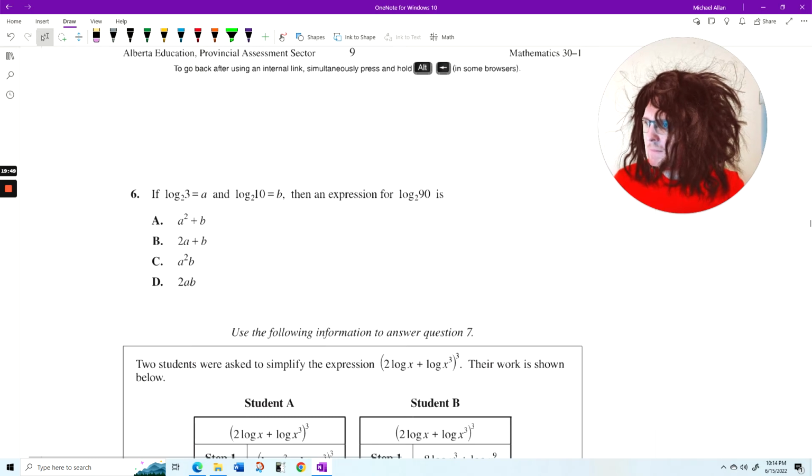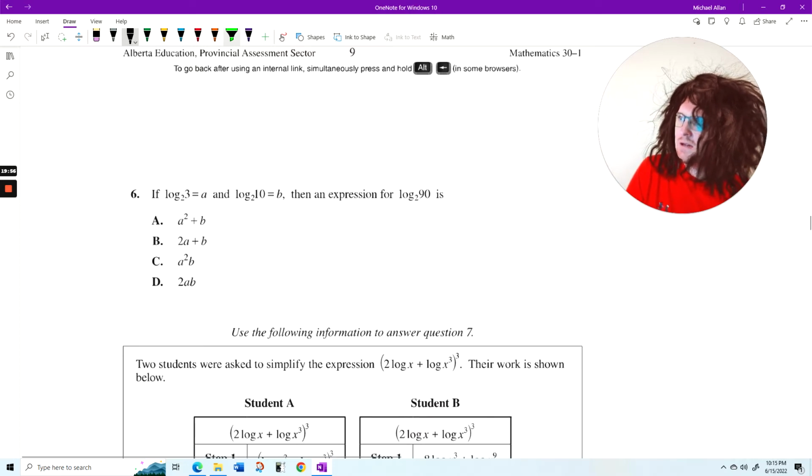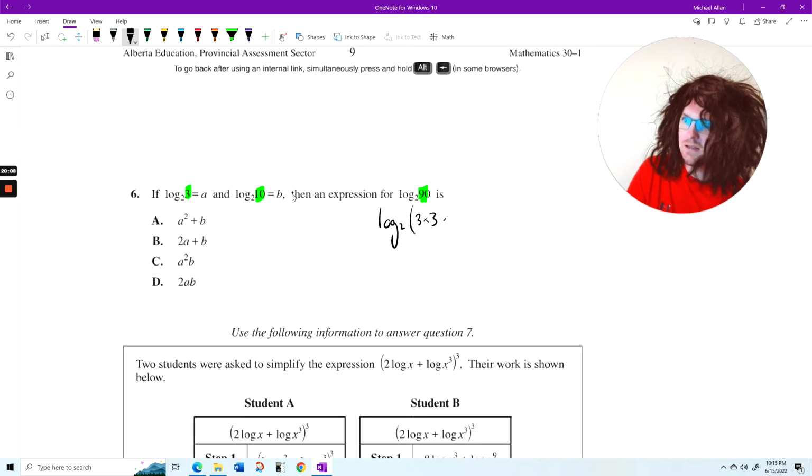This is one of those typical ones where it's kind of a puzzle where you have to think, okay, how do I make 90 from these two numbers here? So you've got to think, okay, how do I break this up into these two things? So 90 is the same as saying 3 times 3, which is 9, times 10. Then my log law just says that when I multiply two things together, I could separate them with a plus sign. Oops, there should be a base 2 there.